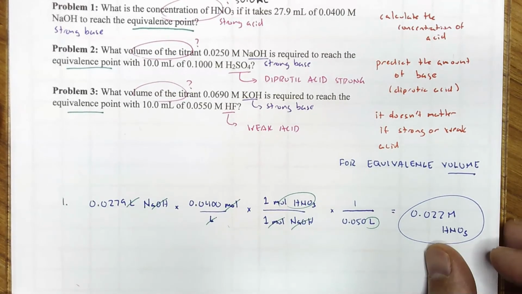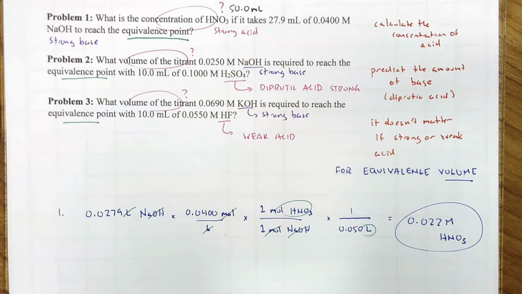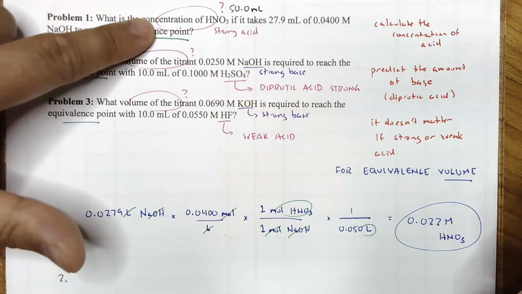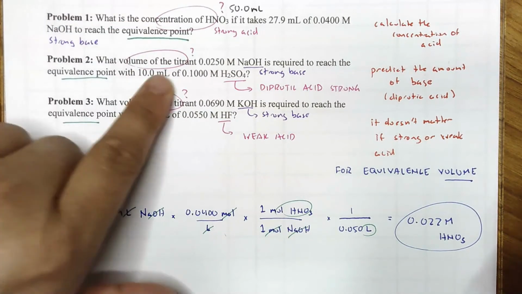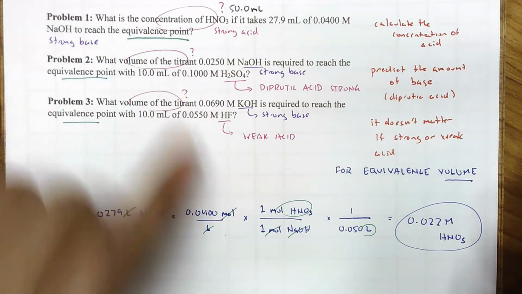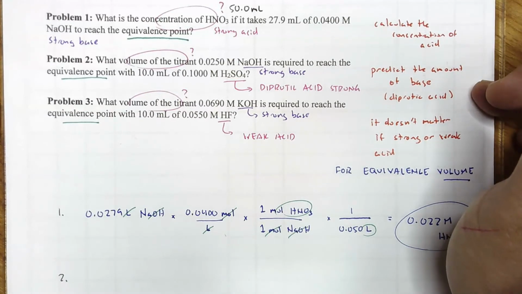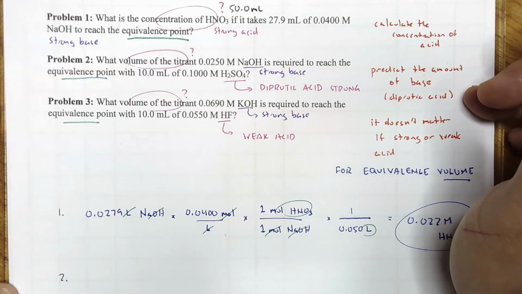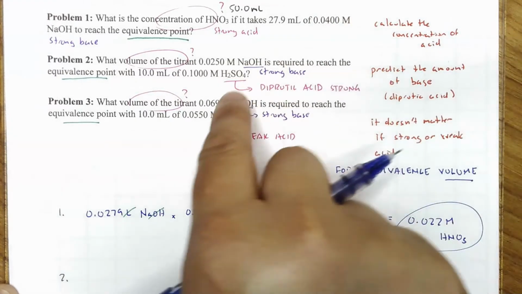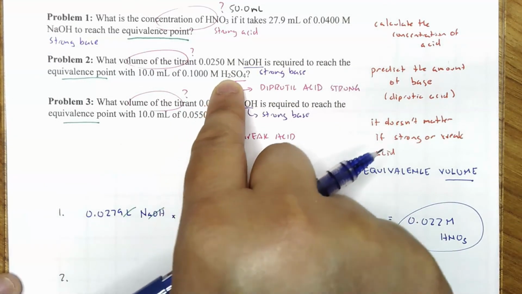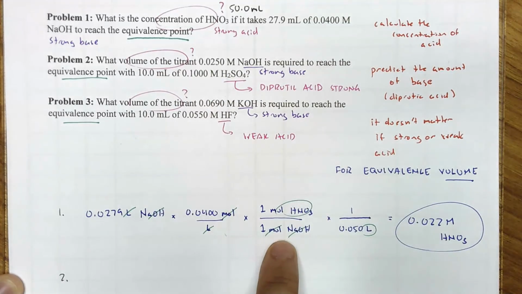Okay. That is for problem number 1. Problem number 2 is different because instead of asking for the concentration, I gave you the concentration of everything. I want us to predict how much base we need to get to equivalence. And don't worry that this is diprotic just yet. We'll take care of it when we do this portion of the dimensional analysis.